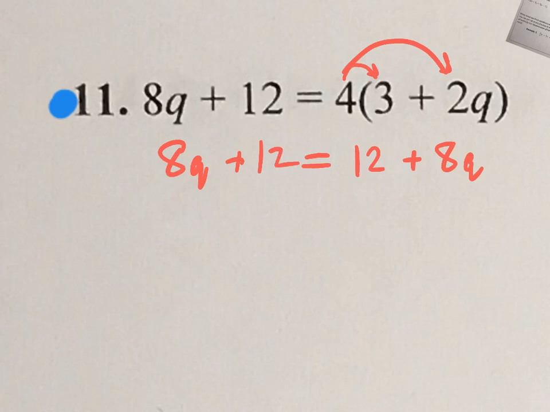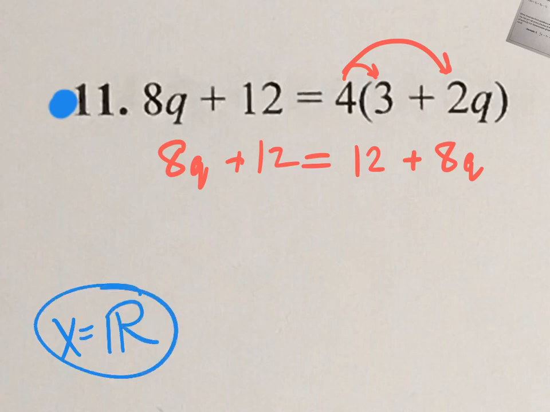As you can see, they are identical. There's an 8q and an 8q. There's a positive 12. There's a positive 12. So at this point, I could already say x equals all real numbers. Okay? Well, in this case, it's q. I'm sorry. Let me change that x to a q. Q equals all real numbers.